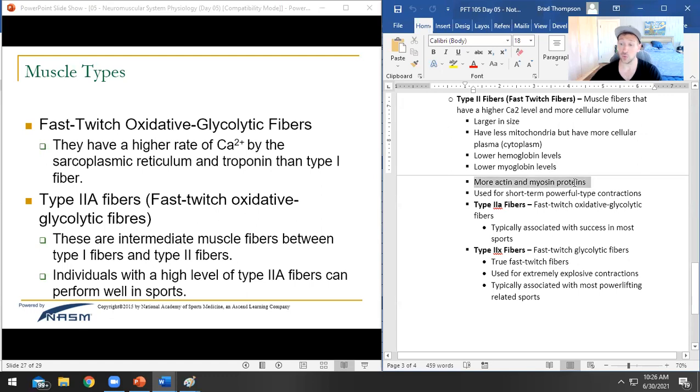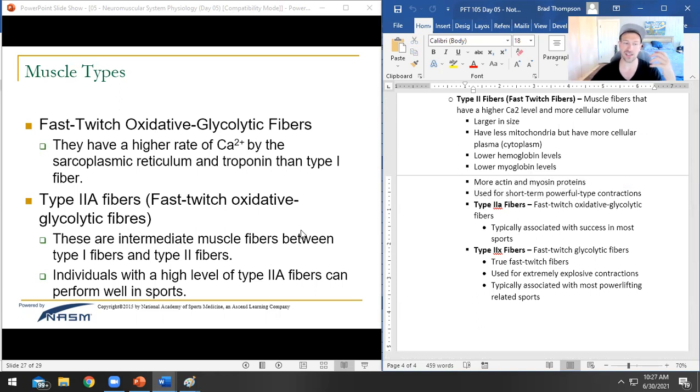They are also going to have more actin and myosin proteins within their muscles. Type 2 fibers have more of those contractile elements so that they can create those really strong, powerful contractions. These are used for your short-term, very powerful type contractions.